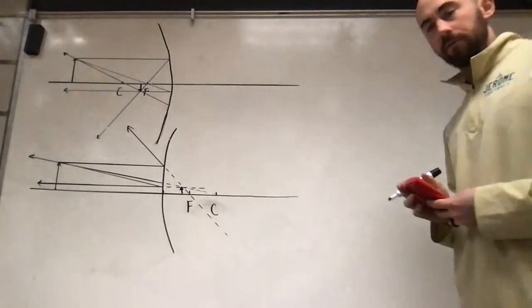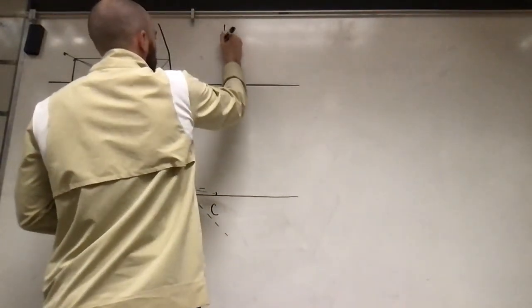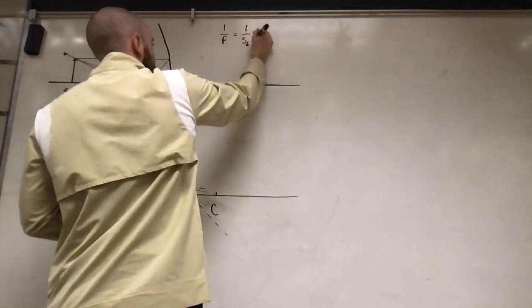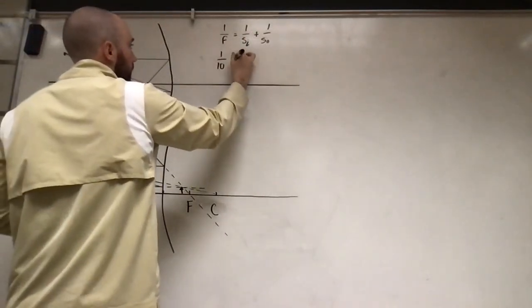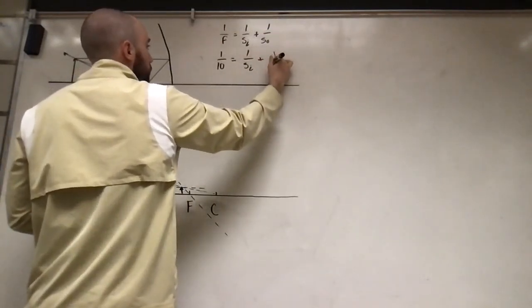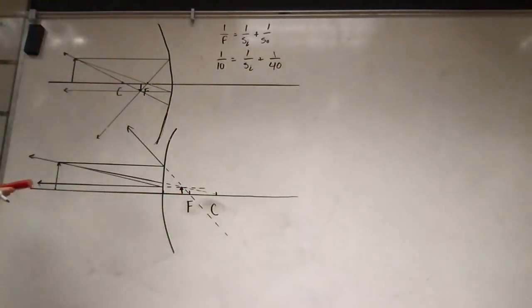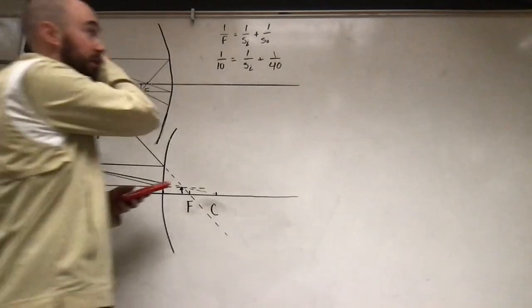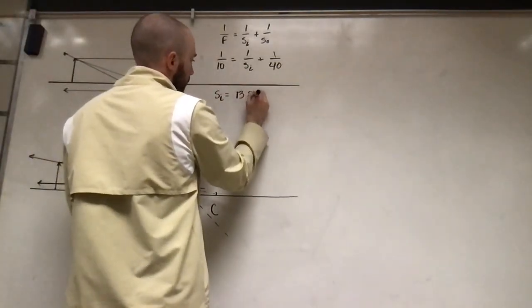Now let's go ahead and solve the equations to figure out where our objects are. So 1 over my focal length is equal to 1 over my image distance plus 1 over my object distance. We know these two. My focal length is 10. My image distance is what I'm trying to find, and my object distance was 40. These are all in terms of centimeters, so now I do 1 over 10 minus 1 over 40, and then I take an inverse of my answer. And when I do it, I get an image distance of 13.3 centimeters.